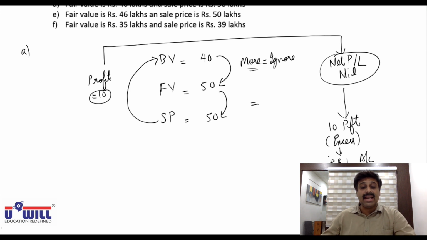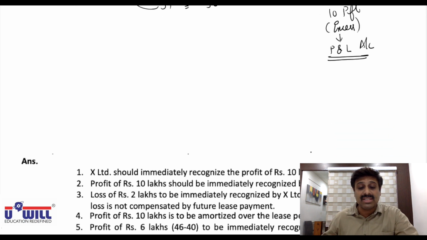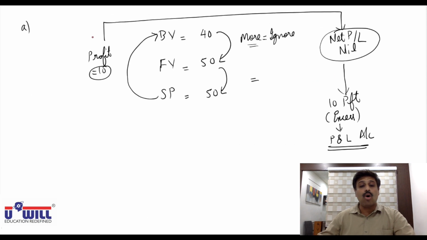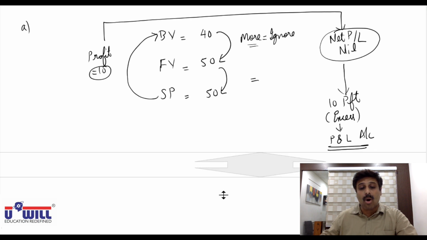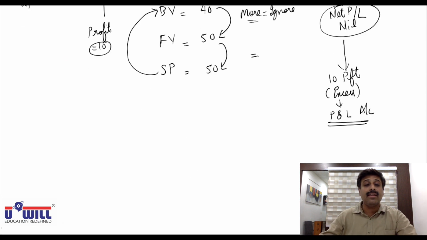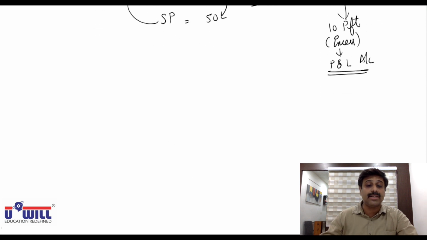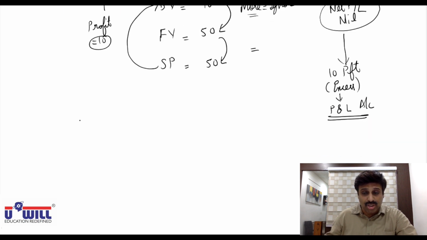Immediately you take this 10 lakhs of profit to P&L account. See in the solution, X Limited should immediately recognize the profit of 10 lakhs in its books. Always do it this way, and all your answers are going to come correct. Blindfolded, you can apply this table, all your answers will always come correct. Let us see that in further situations also.